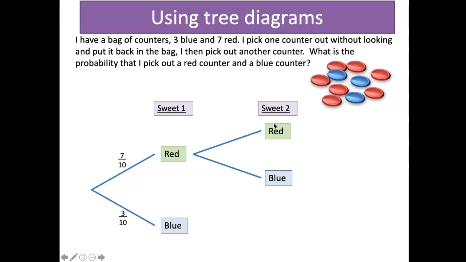Okay, now we move to the second pick. Remember that we return the first one, so your bag will still have 10 counters, and you will still have 7 red and 3 blues. It's going to be the same on the second pick.